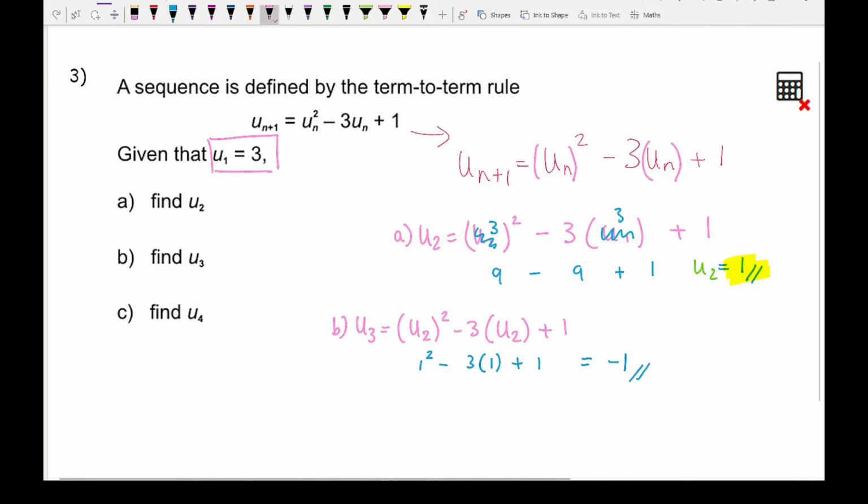Then for C, just repeating the process. Again, if I write down the formula, it's going to be U3, the previous term, squared, minus 3 lots of U3, and plus 1. And what I'm doing there is just swapping U3 with the previous term, which is minus 1. So here, minus 1 squared is positive 1. Minus 3 times minus 1 is positive 3. Plus 1 gives me an answer of 5.